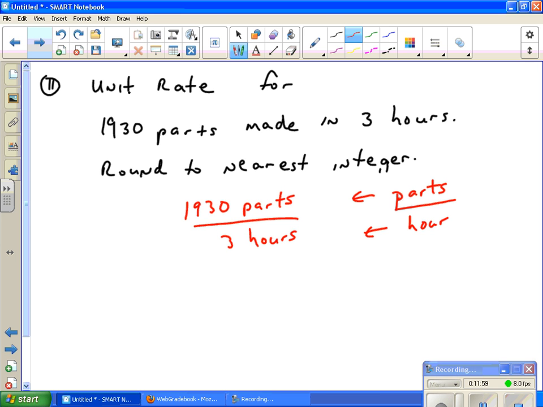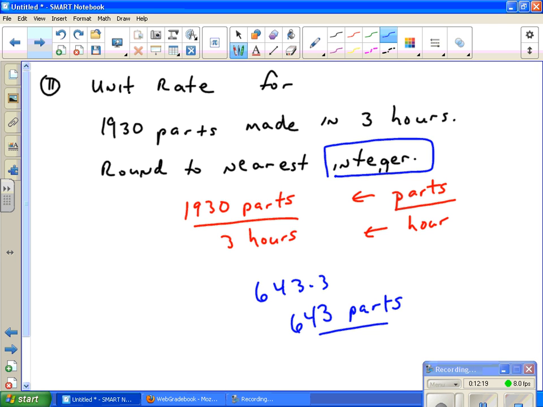When you divide 1,930 by 3, you get 643.3. It keeps going. It says to round to the nearest integer. That means no partial numbers, no decimals. So only what we consider whole numbers. So 643 parts per hour.